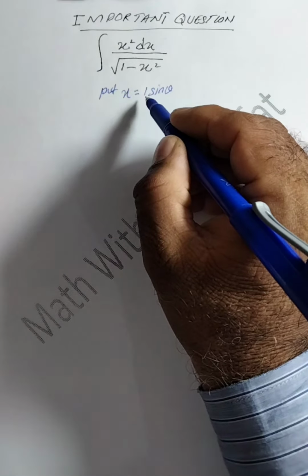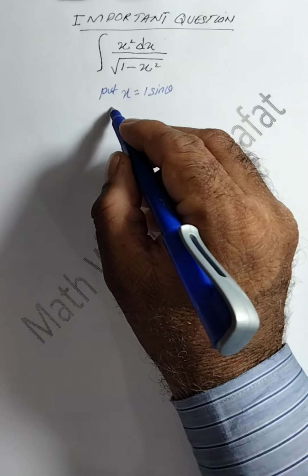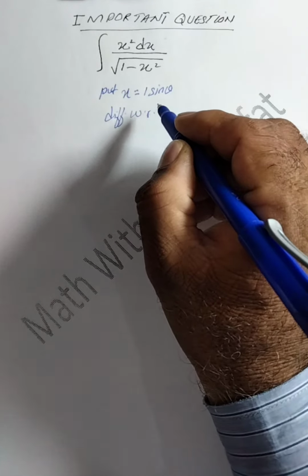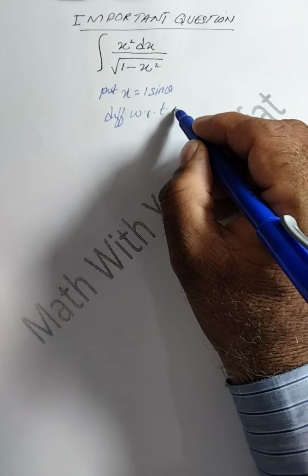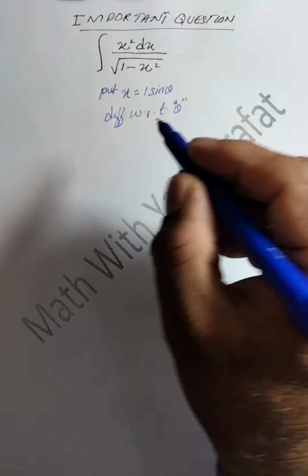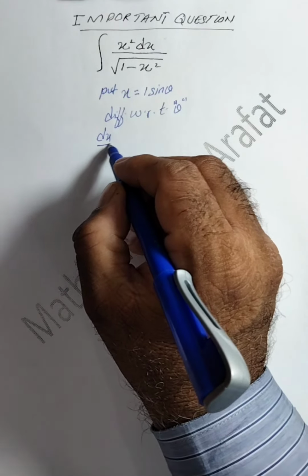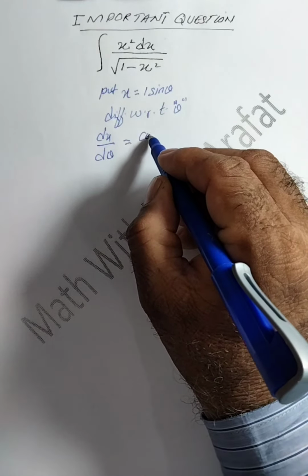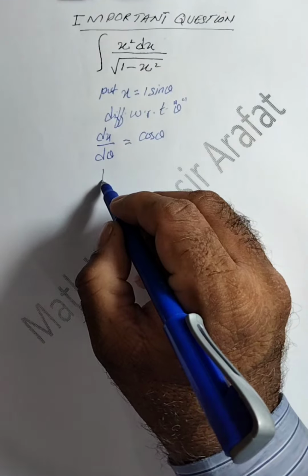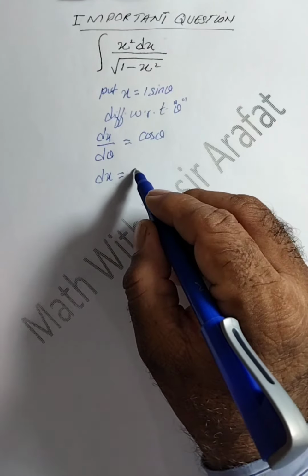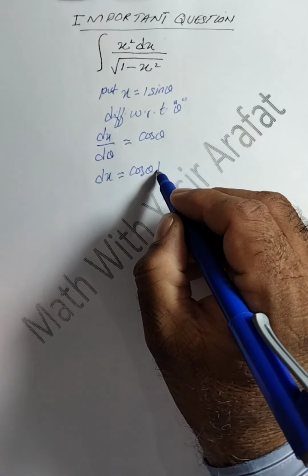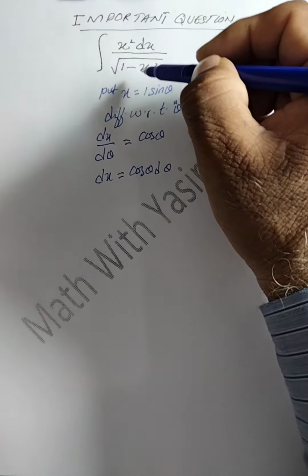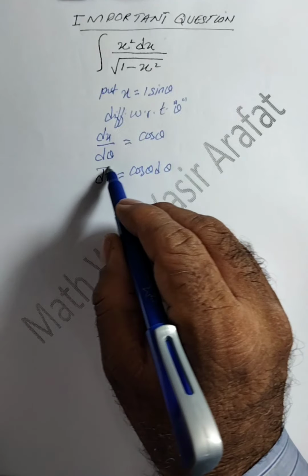What is the value of a? A is 1. And now we have to find the derivative of this equation to find the value of dx. So this is dx over d theta. The derivative of sine theta is cos theta, and dx equals cos theta d theta. Now we have to put these values, the value of x and the value of dx.